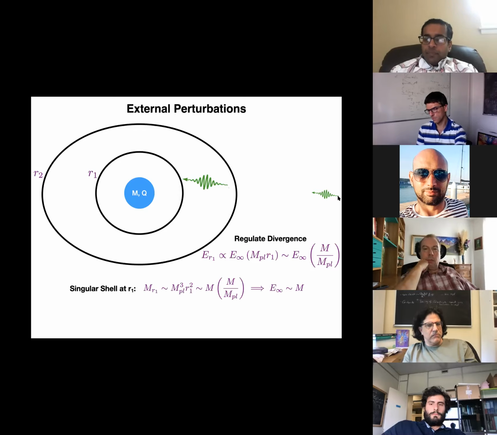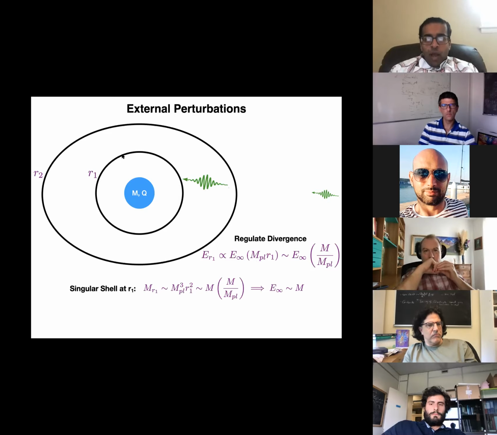So if I throw something in at energy E infinity outside, when it appears in over here, it's going to appear as E infinity times M Planck R1. And if you take that the inner horizon is about as big as the outer horizon or whatever, you realize that the amplification is a large amplification by a factor M over M Planck times E infinity. Okay. So now let's do something more quantitative.